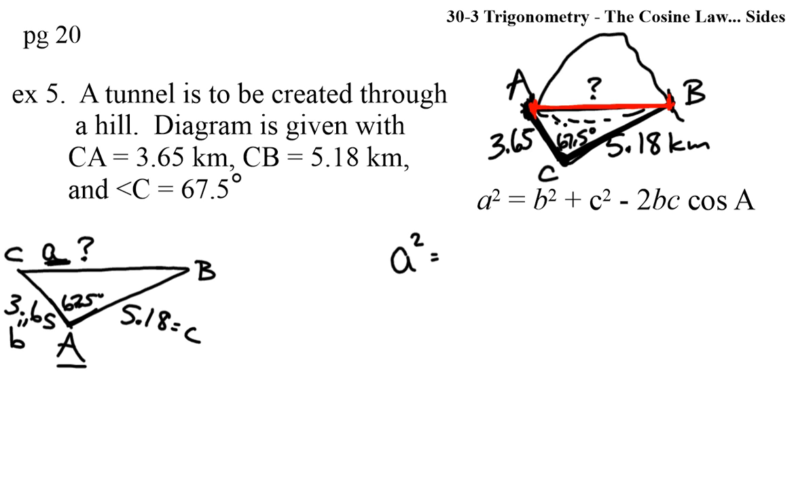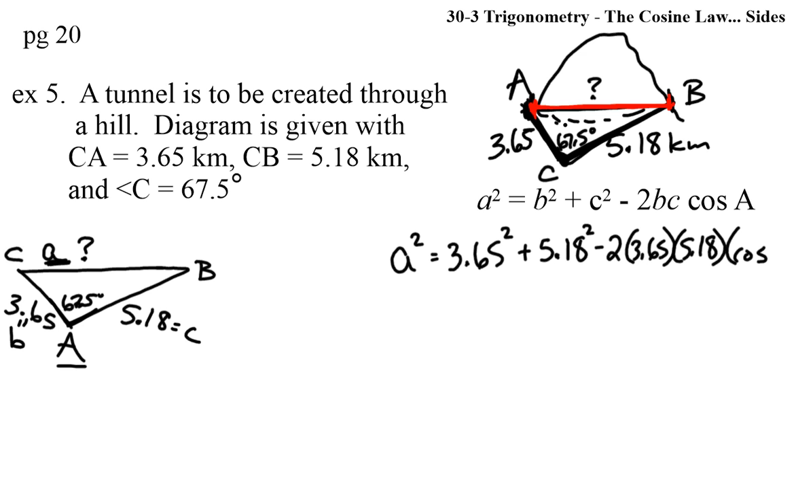A squared equals B squared, which is 3.65 squared, plus 5.18 squared. Subtract 2 times 3.65 times 5.18 times cosine, and I've run out of room, so I'm just going to jot it down here, 67.5 degrees. Once everything's labeled correctly, we know what we're solving for. Now we can punch numbers into our calculator.